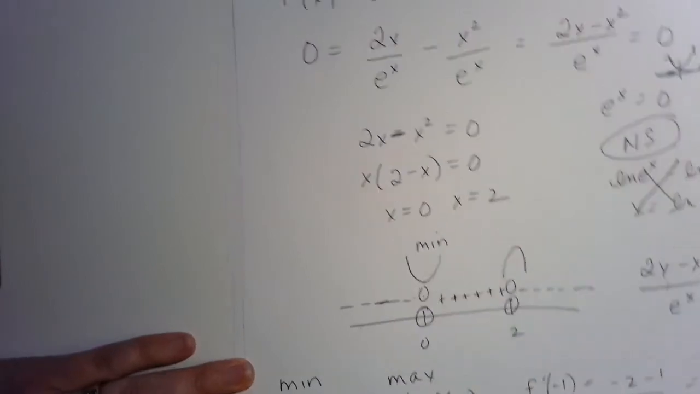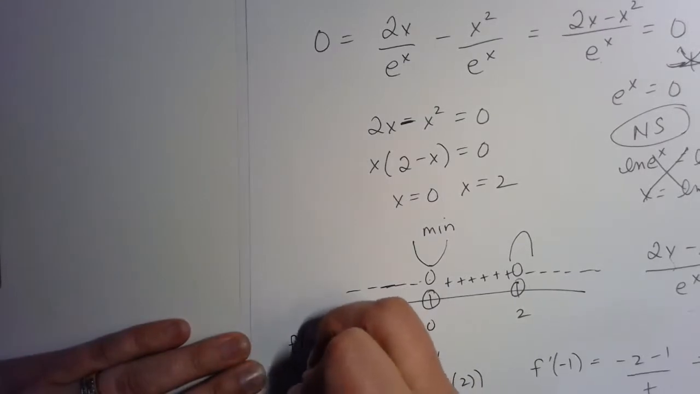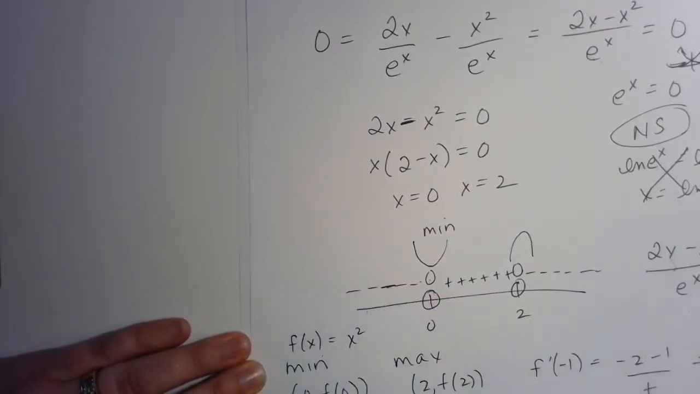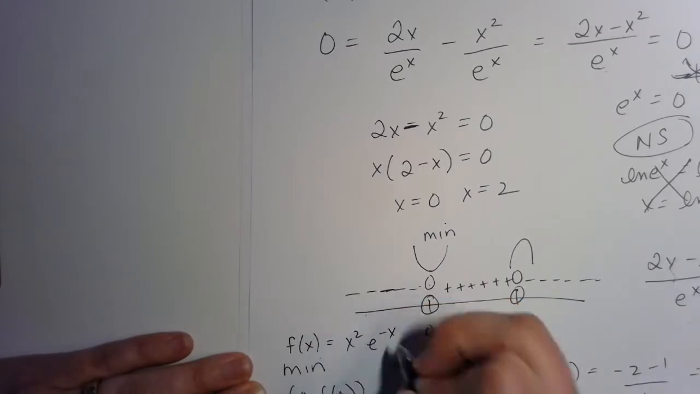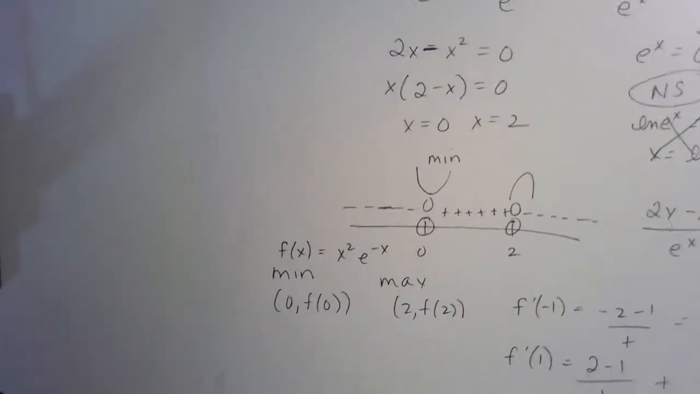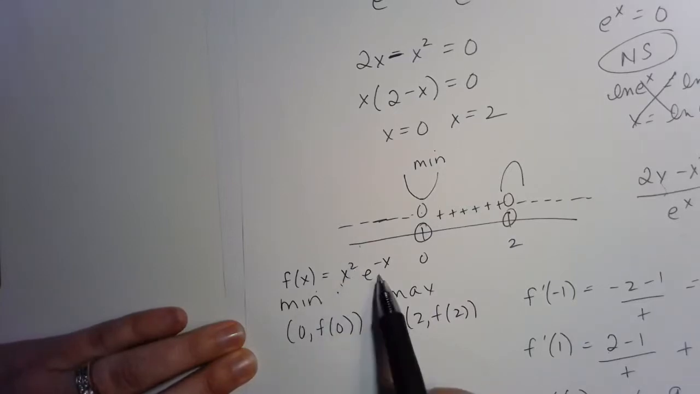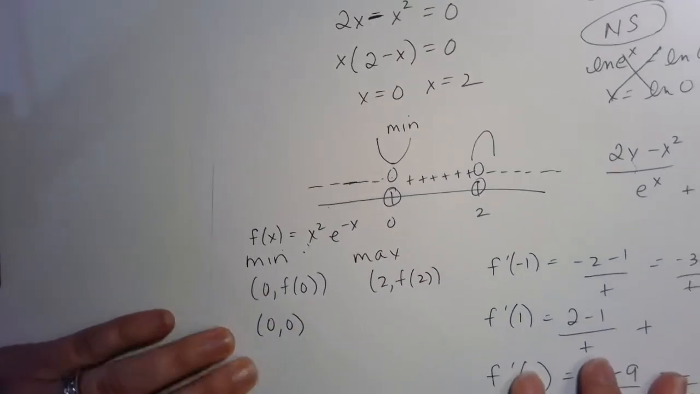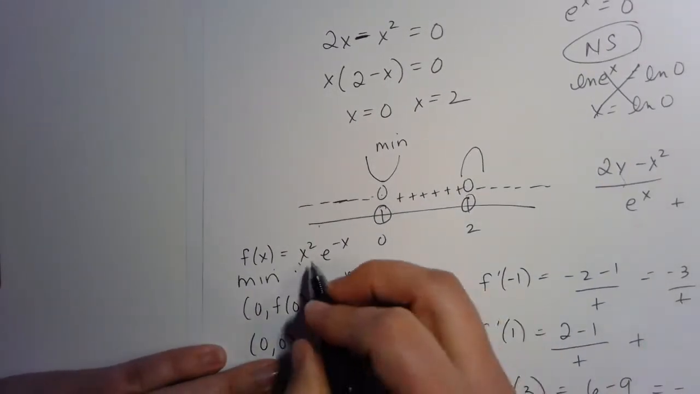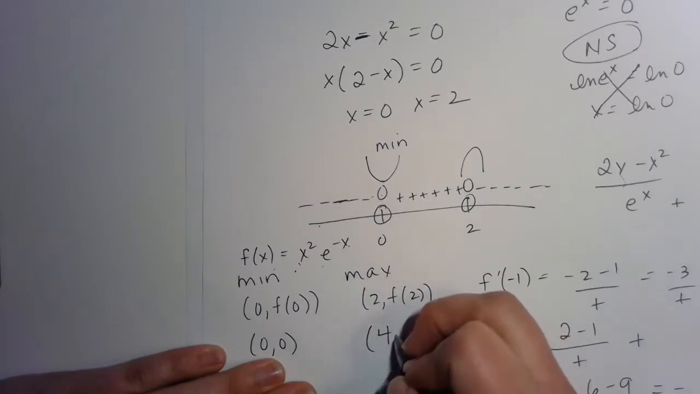All right, so we can figure out those values. I'm going to rewrite f down here again so I don't have to keep going back and forth. So f, which was what we started with, was x squared e to the minus x, okay? So if I plug in 0 here, I have 0 times 1, which is 0, so I have a min at 0, 0. And if I plug in 2, then I have 4 e to the minus 2.